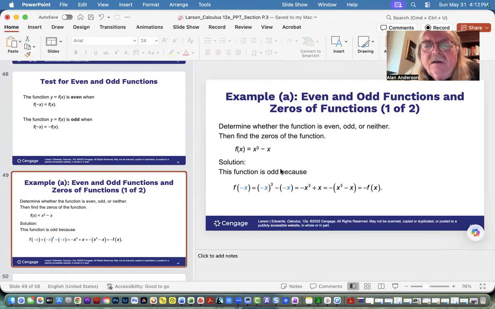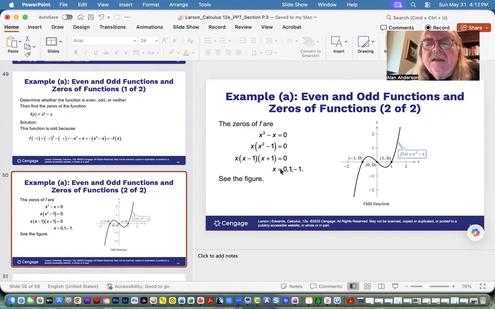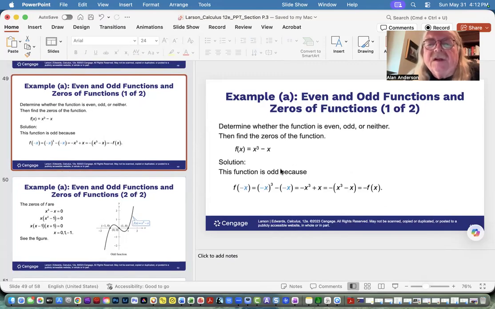Oh, okay. So here they want us to prove whether or not this function is odd, even, or neither. So well, this is what it looks like. And you can see that it clearly is symmetrical with respect to the origin, but we can prove it algebraically by doing the following.